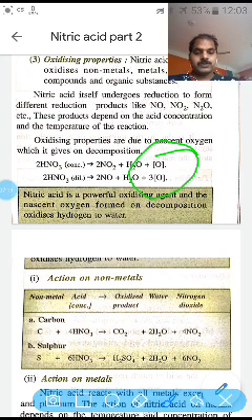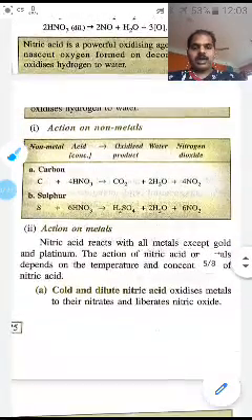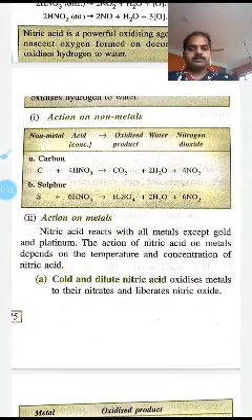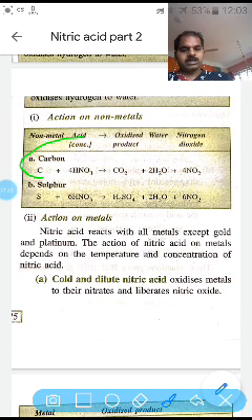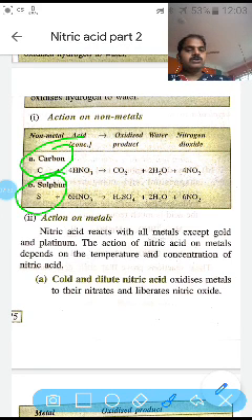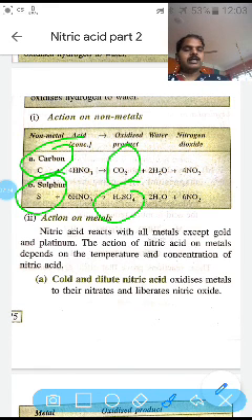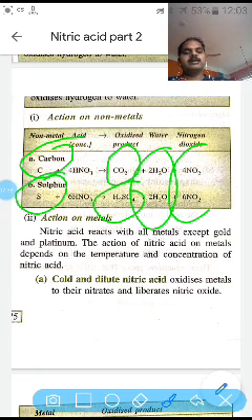Now the reactions. As you can see, we have reactions with non-metals. It's very important to note that it reacts with carbon and sulfur to produce carbon dioxide and sulfuric acid. Along with it, it is producing water and nitric acid.